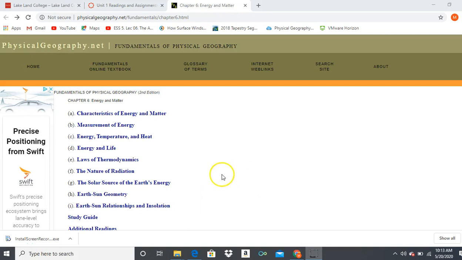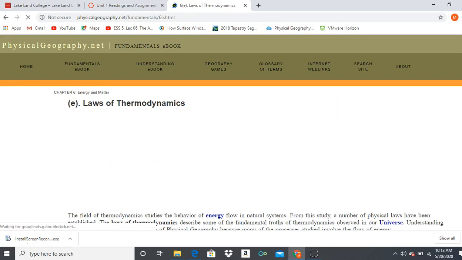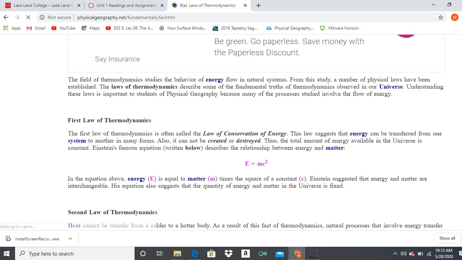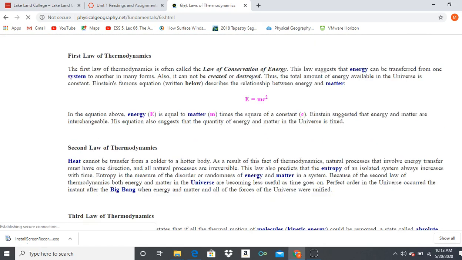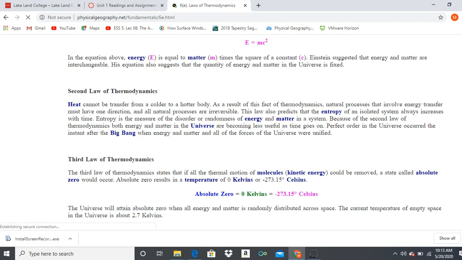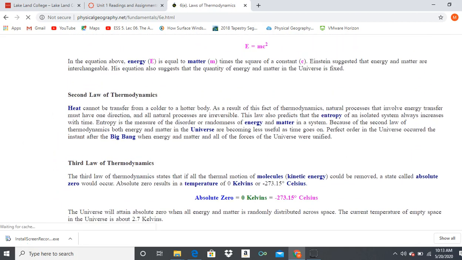Hello. This is the second part of Chapter 6. We left off with the laws of thermodynamics. And if I click on here, again, this will be the second part of Chapter 6. This is the one that is way more, I think, relevant to your Chapter 6 lab on sun angle reasons. And also it'll be more relevant to you on your Chapter 6 quiz.